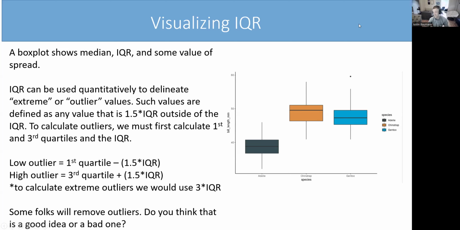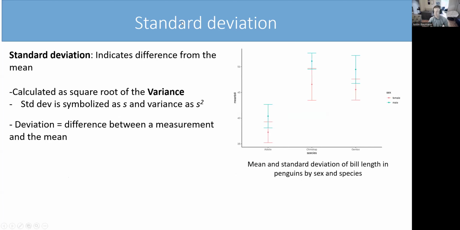Now we need to talk about standard deviation. Standard deviation indicates the difference from the mean. It's calculated as the square root of something called the variance. The standard deviation is symbolized as S, and the variance is S squared. Deviation is the difference between a measurement and the mean. So what you're doing is taking your measurement and subtracting it from the mean, and taking the absolute value of that, right?